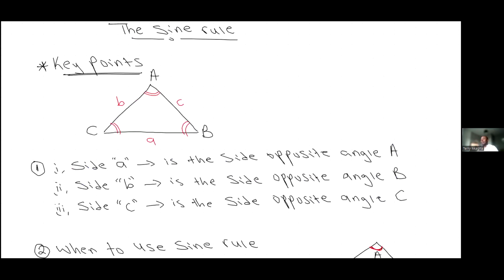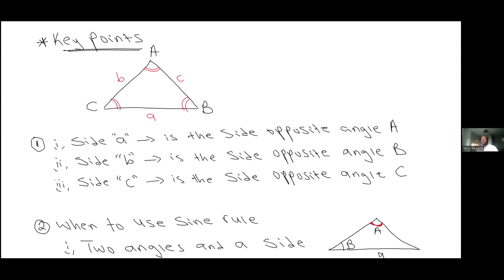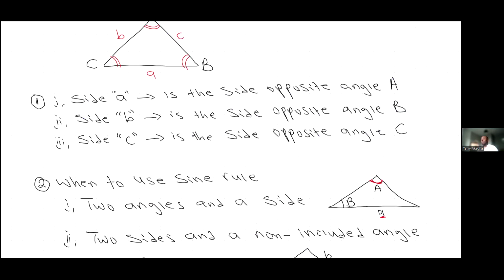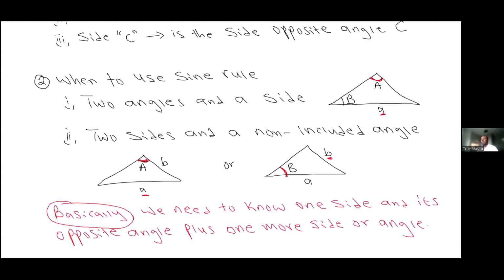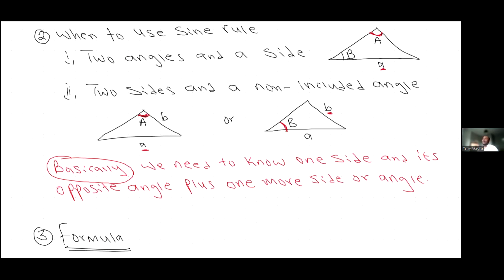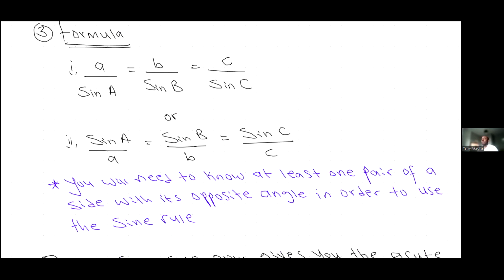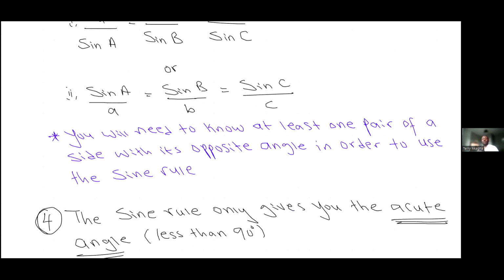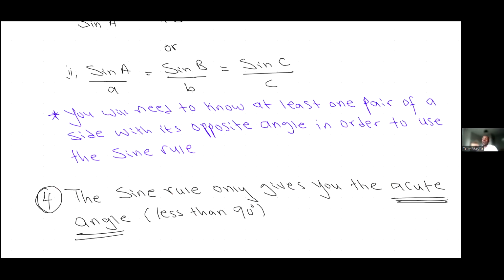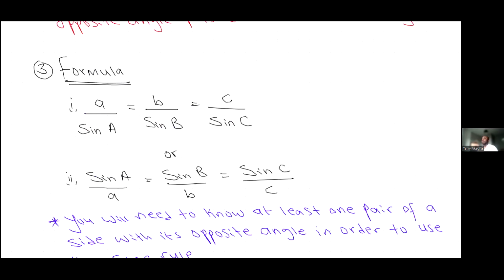The side A is the side opposite angle A, B opposite angle B, C opposite angle C. You can only use the sine rule when you know one side and the opposite angle plus one side or angle. Also the formula is A over sine A, B over sine B, or C over sine C, or you could flip it. And in order to use this, you need to know at least one of the pairs. And number 4 is that the sine rule only gives you the acute angle.